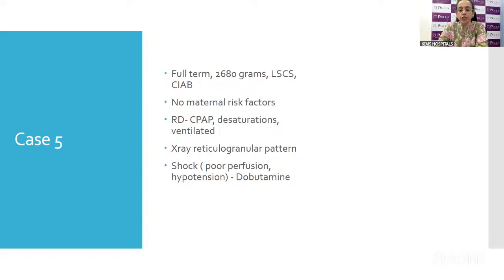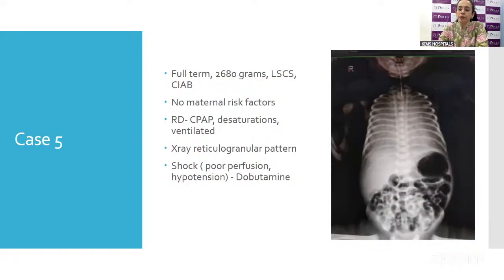And the baby did not have any features of pneumonia on the X-ray, no features of sepsis. Instead, the X-ray showed the reticulogranular pattern. Subsequently, the baby also developed shock and poor perfusion with desaturations, and had to be started on dobutamine. This is the typical history of a baby who is having a critical congenital heart disease, that is the TAPVC. So baby is having desaturations, shock, and X-ray showing the RDS-like picture, we should always think of TAPVC, and then the echo should be done immediately to rule out the same. 2D echo was done, which confirmed the diagnosis.